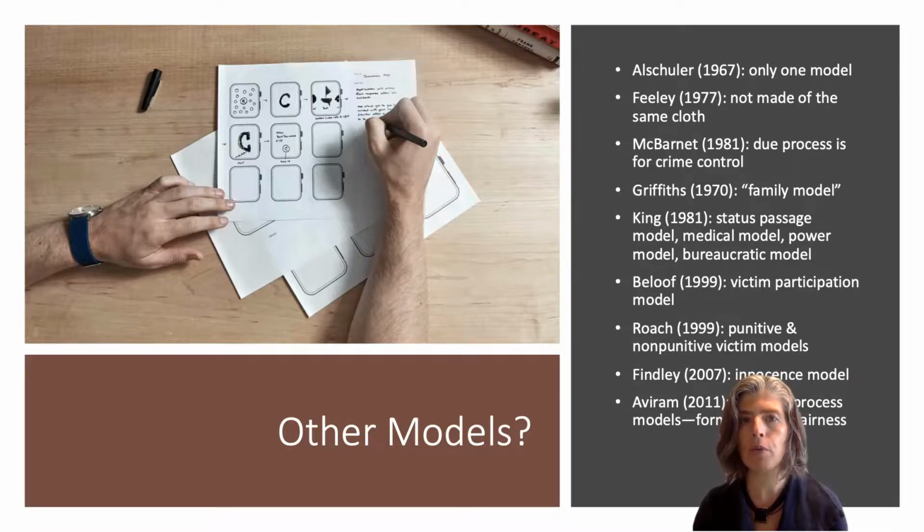Other people also propose models that provide more importance to victims as a party to the criminal justice process, either a punitive party that collaborates with the prosecution or a non-punitive party that participates in a variety of restorative justice processes, or models involving an emphasis on uncovering innocence and helping prevent miscarriages of justice.